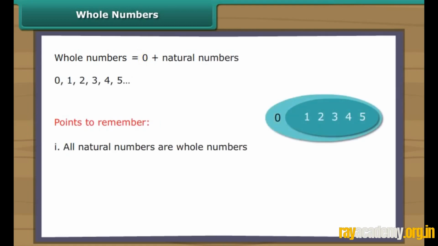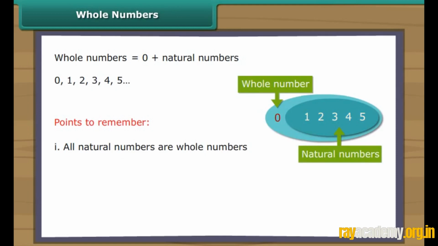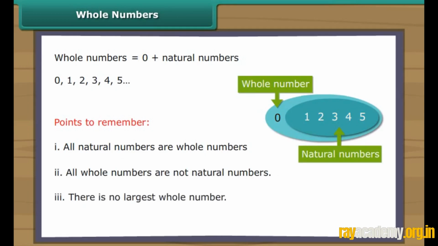Whole numbers. Whole numbers include 0 and all the natural numbers. Points to remember. 1. All natural numbers are whole numbers. 2. All whole numbers are not natural numbers. 3. There is no largest whole number.